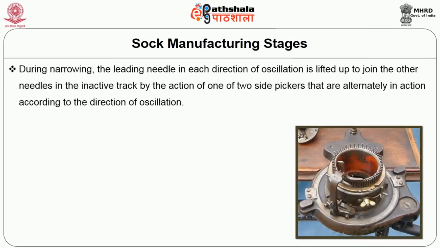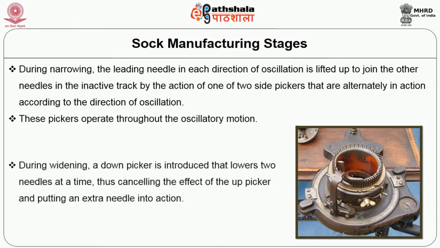During narrowing, the leading needle in each direction of oscillation is lifted up to join the other needles in the inactive track by the action of one of the two side pickers that are alternatively in action according to the direction of oscillation. These pickers operate throughout the oscillatory motion. During widening, a down picker is introduced that lowers the needles at the time, thus cancelling the effect of the up picker and putting an extra needle into action.